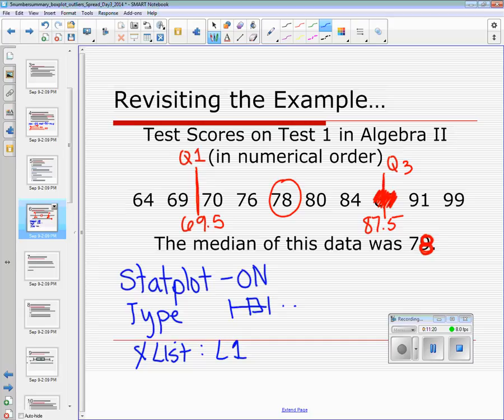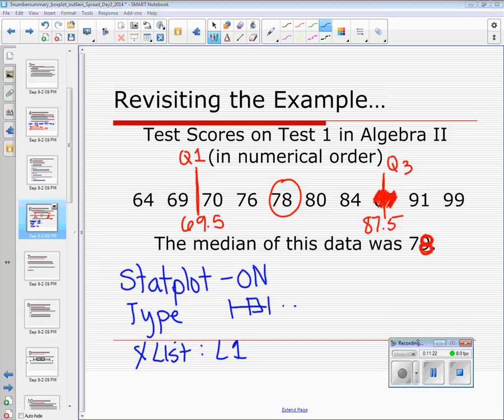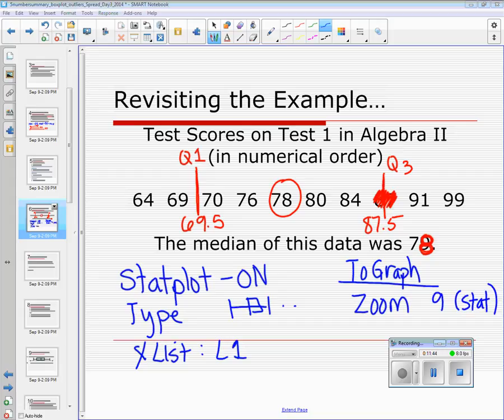Okay? And then next, we're going to actually graph it. So to graph it, you're going to zoom stat. So find the zoom button up across the very, very top. And I believe it's option 9. Okay, so zoom 9 is the same thing as zoom stat, and it should show up. Okay, you should see your box plot, which is kind of cool, especially if you have a colored one. It kind of comes up in different colors if you're fancy.